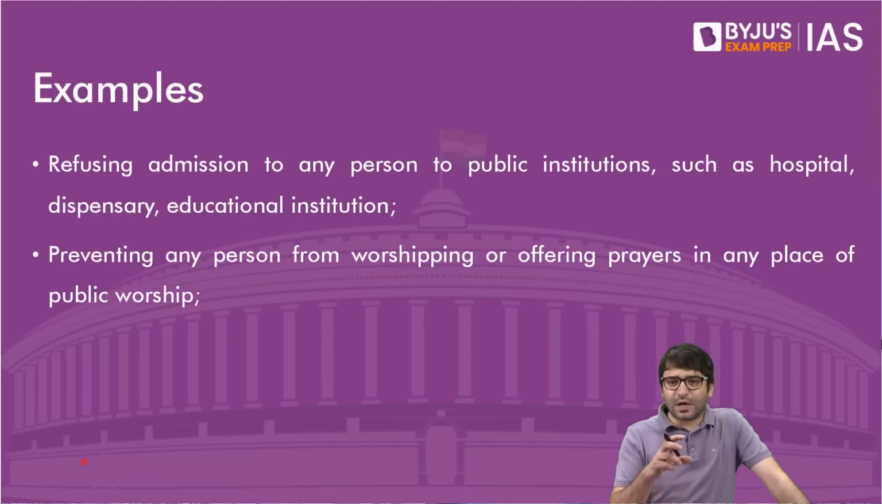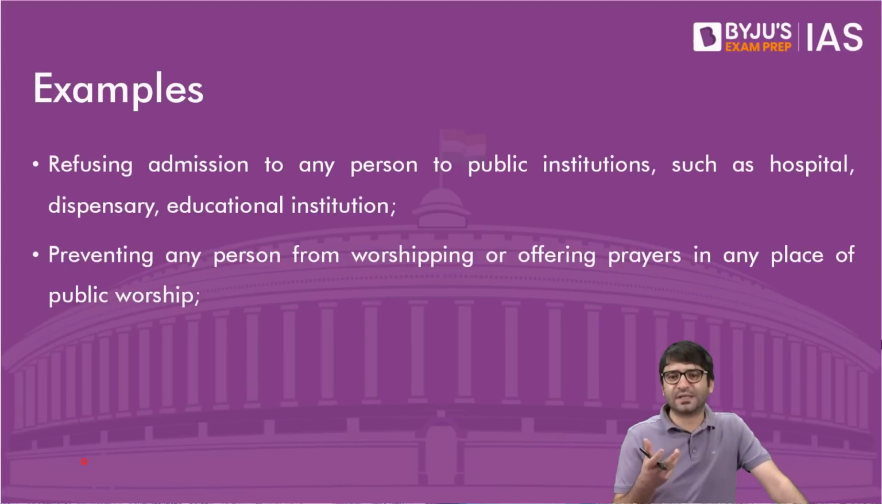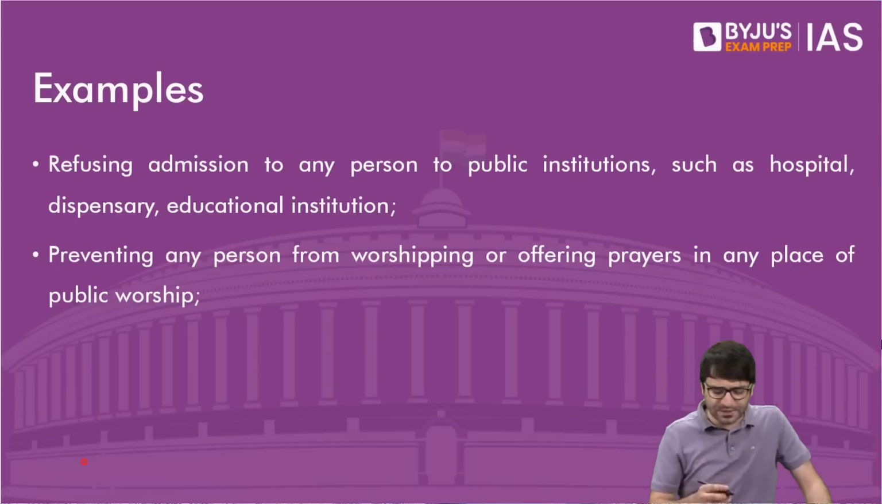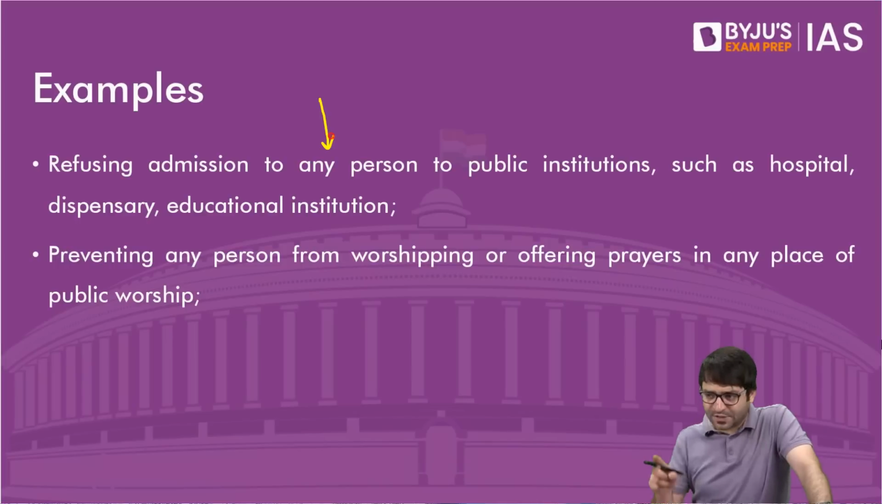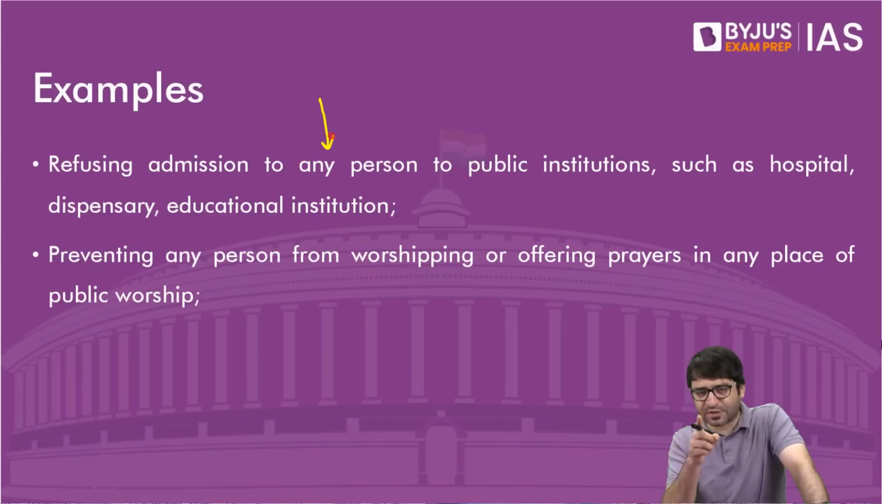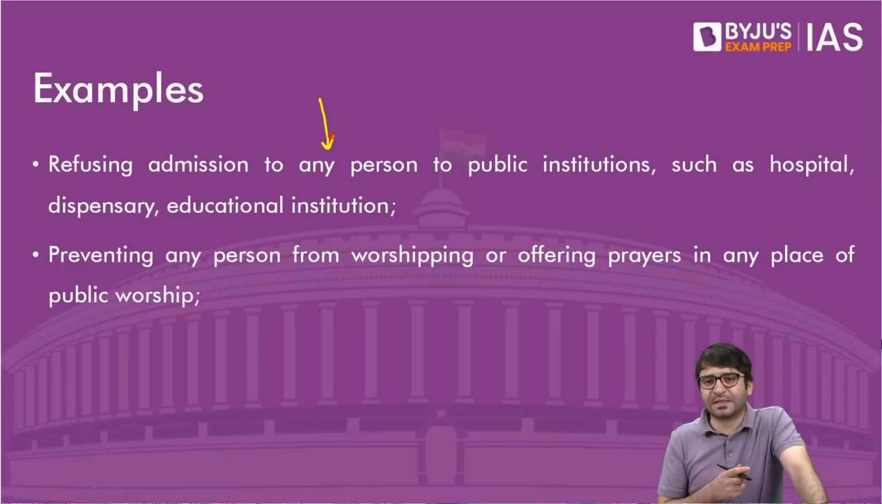According to the law, what constitutes untouchability? What are the examples on the basis of which you can say that somebody is practicing untouchability? I gave you a few examples yesterday. If you are refusing admission to any person, who belongs to SC or ST, whether in educational institutions, public places, government hospitals and dispensaries, or even private hospitals, this is considered a practice of untouchability.